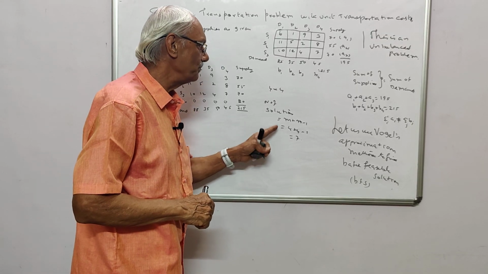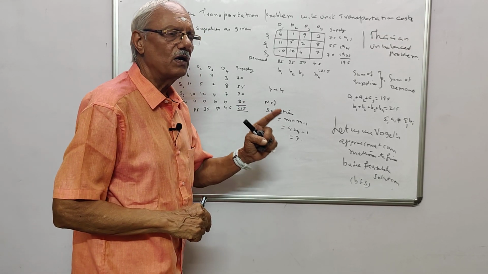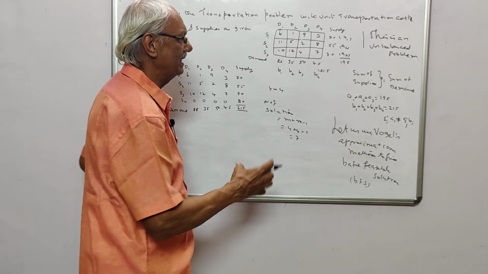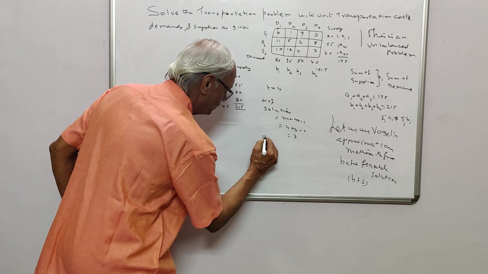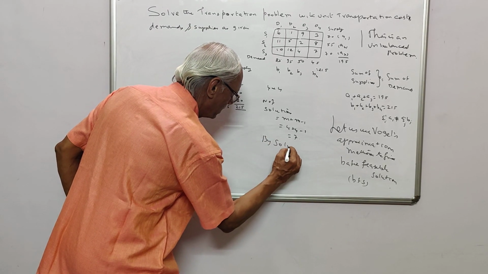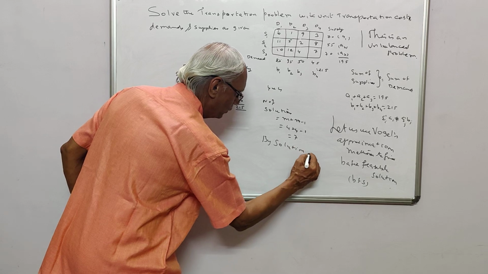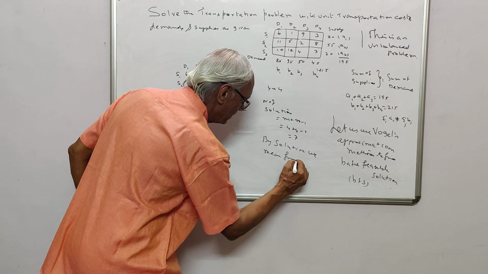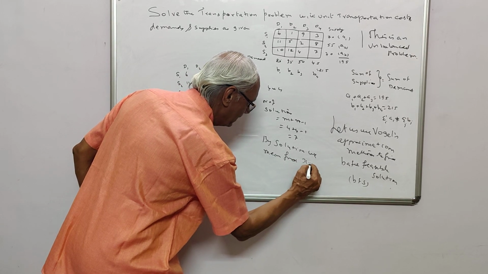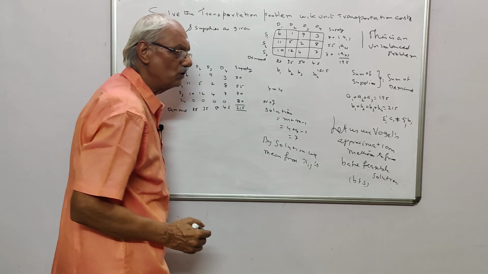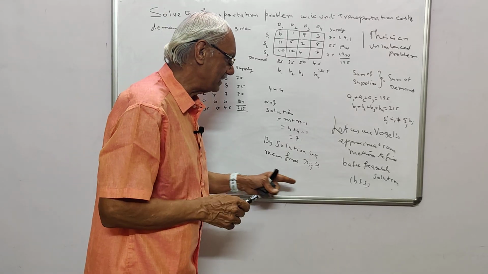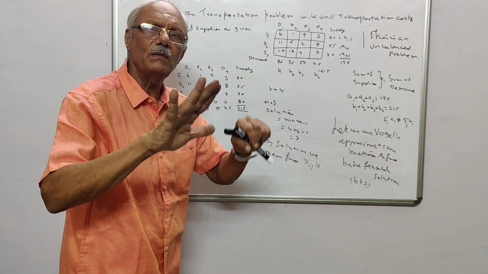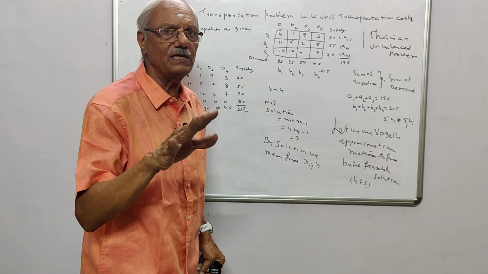Now you must know what is the meaning of finding a solution. Finding a solution means finding Xij's. By solution we mean the Xij's. The Xij's must be found in such a way that they minimize the overall cost. That is the meaning of that.